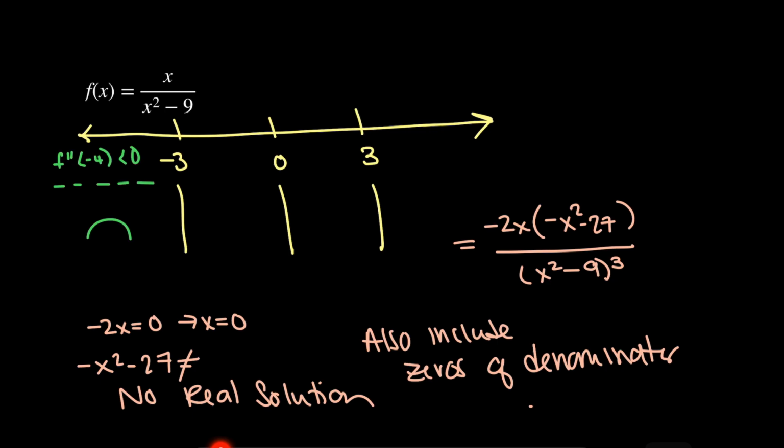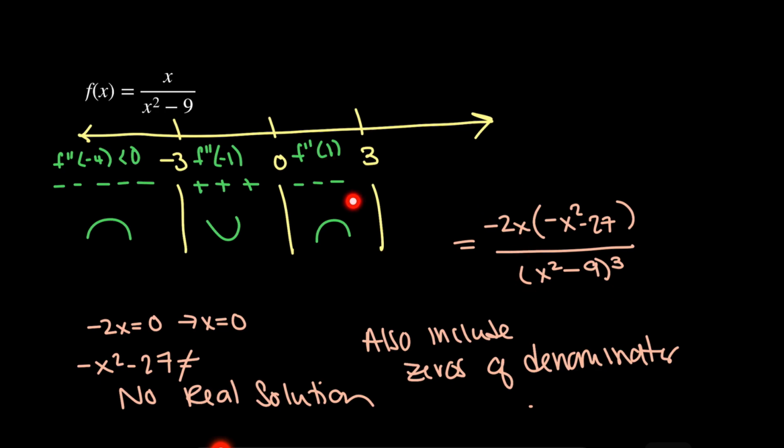So once again, we'll use test values. I chose negative 4. I plugged that into my second derivative, and I got a negative answer. So that tells me the function is concave down. Then I chose negative 1 as my test value between negative 3 and 0. I plugged that into my second derivative and got a positive value. There, the function is concave up. From 0 to 3, my test value was 1. I plugged that into my second derivative.